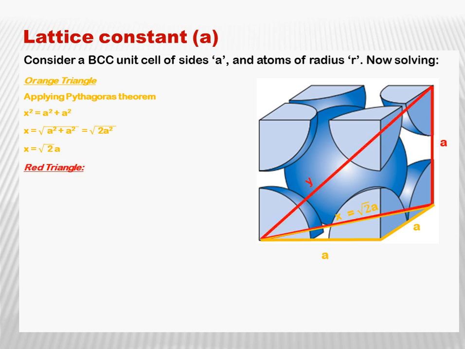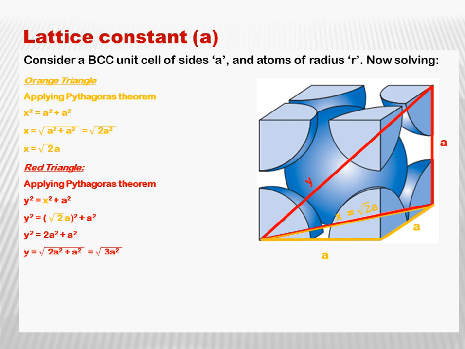Now we are going to solve the red triangle. Again we are going to apply Pythagoras theorem: y squared equals x squared plus a squared. Here putting the value of x from above. By simplifying, we get this. Further simplifying, we get the value of y. y equals root 3 multiplied by a.